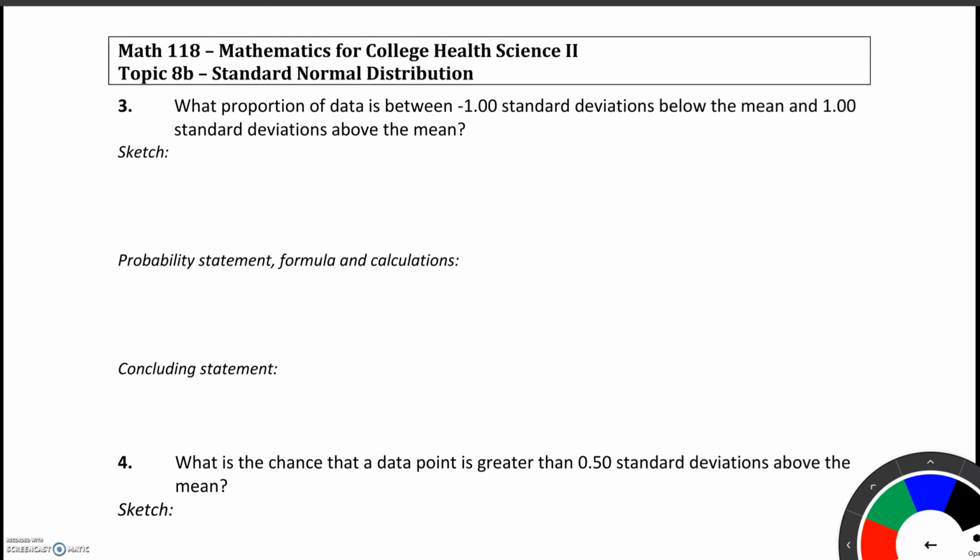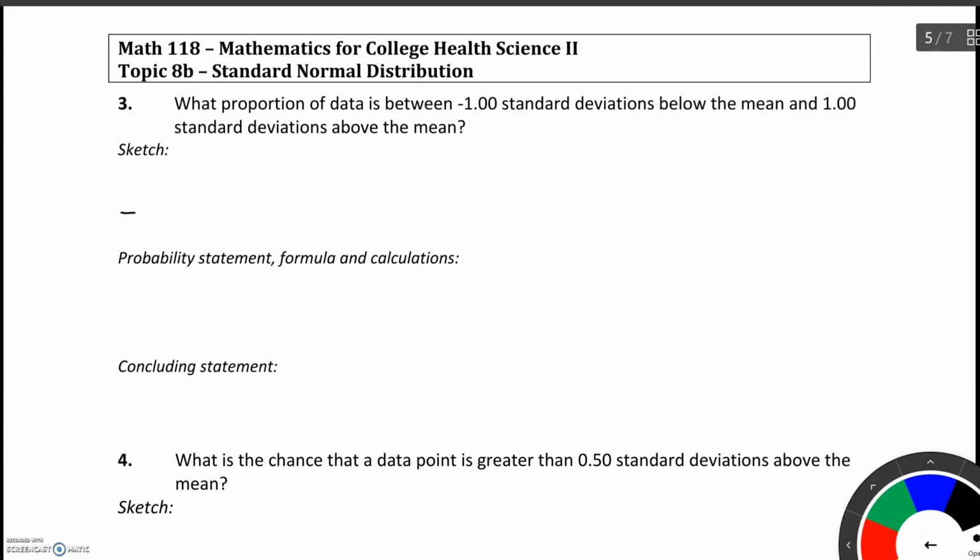Try question 3. What proportion of the data is between -1 standard deviation below the mean and 1 standard deviation above the mean? Remember, standard deviations are what our Z-score measures. So this question is asking us, what proportion of values lie between a Z value of -1 and 1? Pause the video, try to do the calculation, and check your answer.